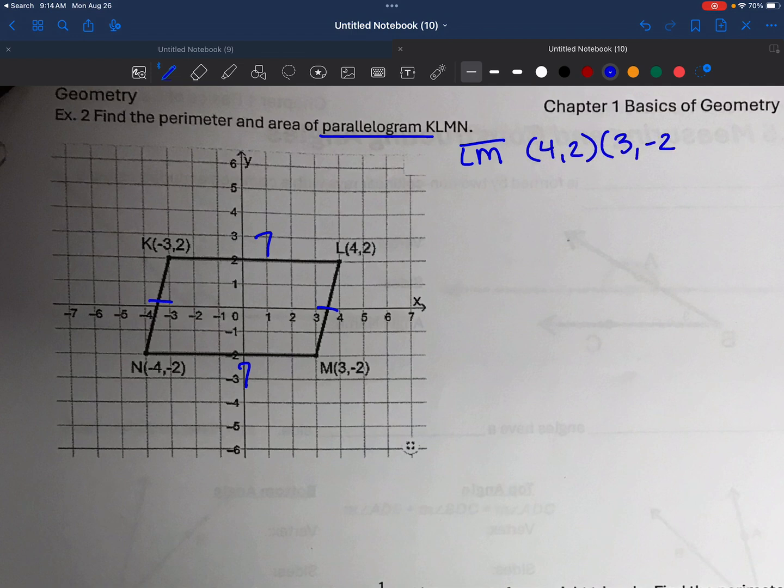Ordered pair of (4, 2) and (3, -2). All right, who can set this up for me that hasn't gone yet today? Go for it, Rowdy. Square root. Yep, go ahead. 4, 2 squared. 4 minus 2. Minus 2.